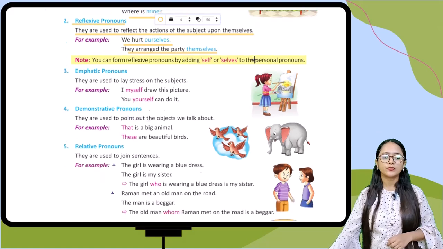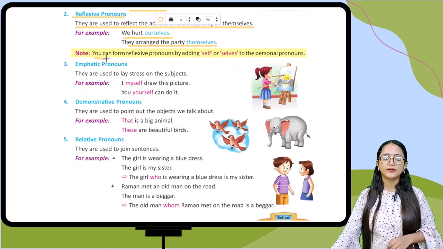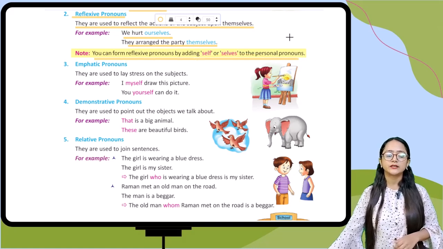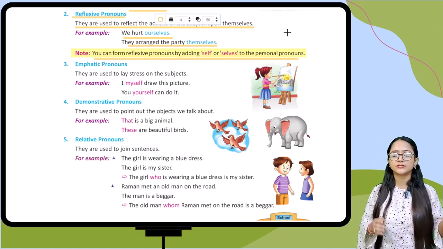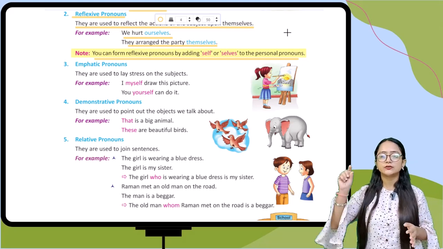Now before going further, there is a note. You can form reflexive pronoun by adding self or selves to the personal pronoun. So basically you can form the reflexive pronoun by just simply adding self or selves to the personal pronoun.